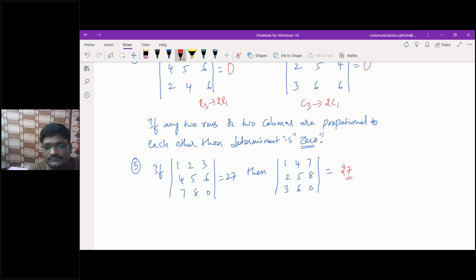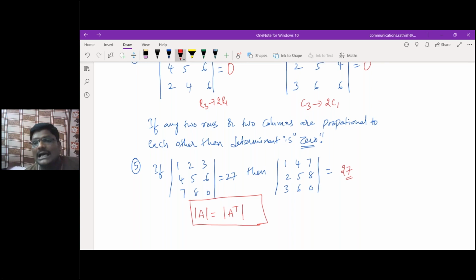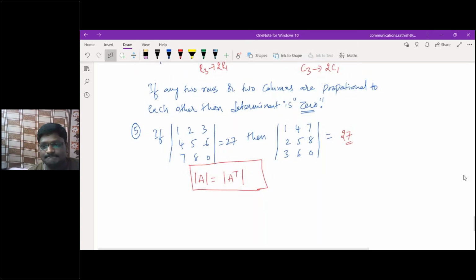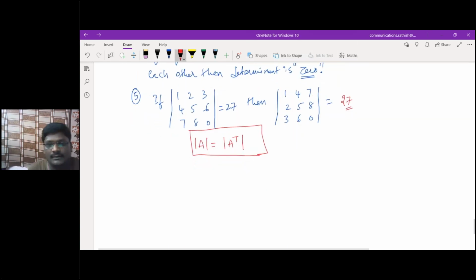Why is it? Determinant of A is equivalent to determinant of A transpose. I can represent it that way. Am I correct? Yes or no? Yes, sir.